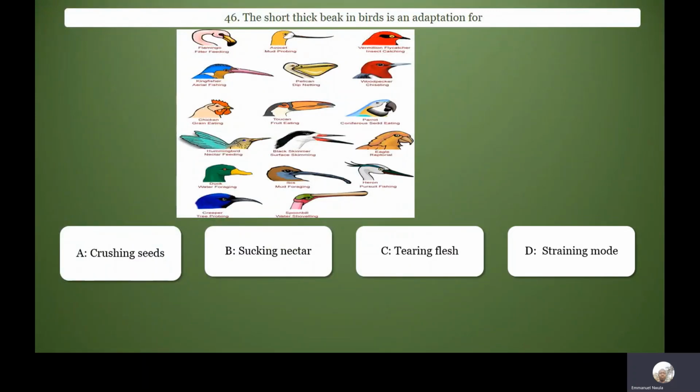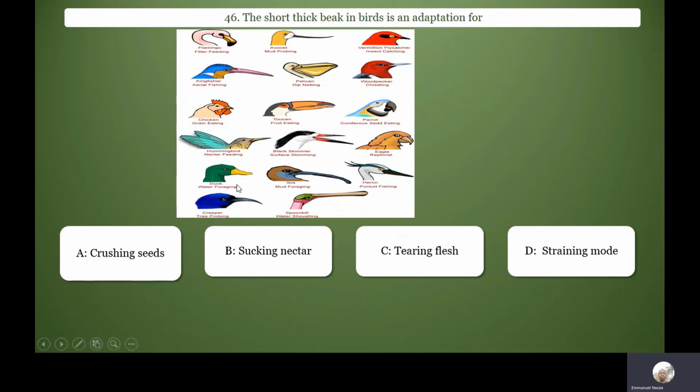The short thick beak in birds is an adaptation for crushing seeds. 46 is A. You can see that in the fowl. When you look at them, you see different types of beak shape. The different beak shapes are adapted for different feeding habits. So this short thick beak is for crushing seeds.